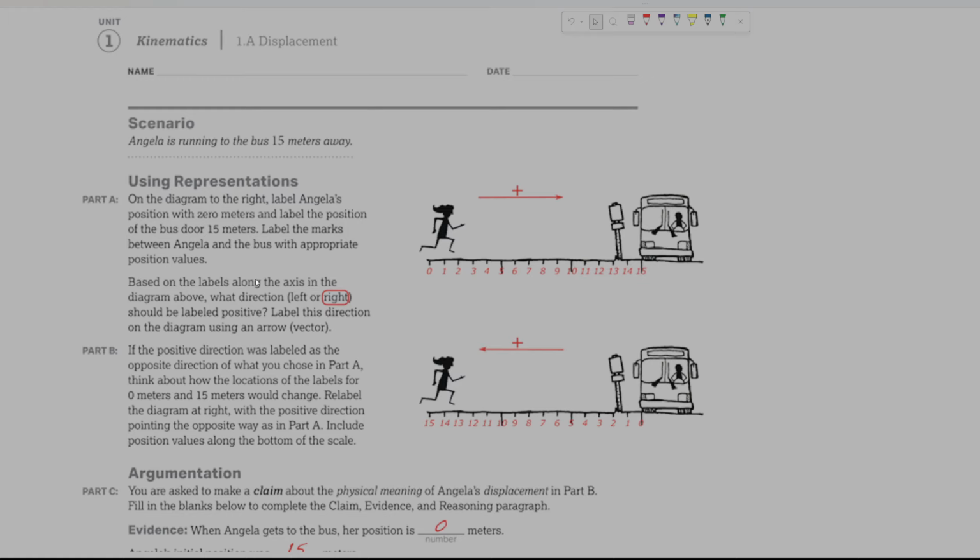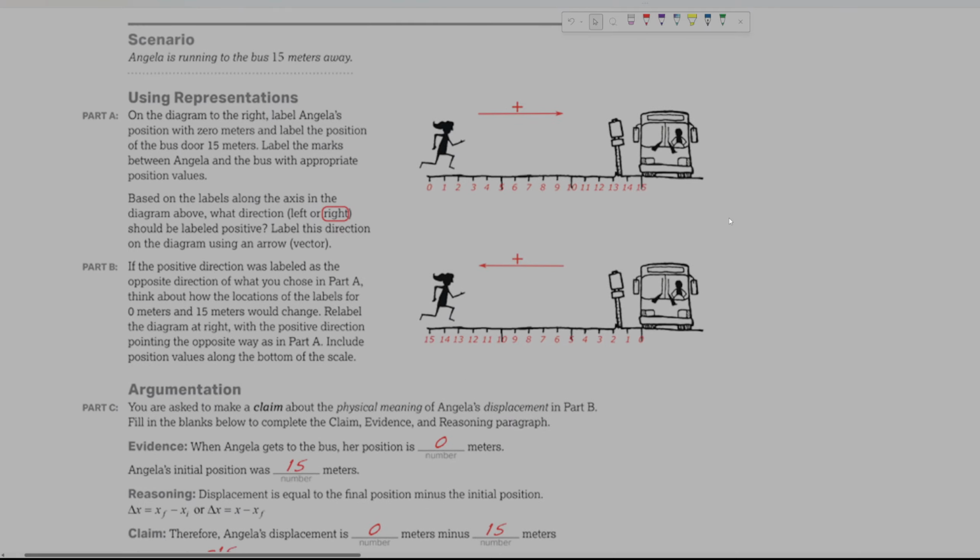Then, based on the labels along the axis in the diagram above, what direction should be labeled positive? Now, because the numbers are increasing in that direction, we call that direction positive. Okay, it's to the right, it's toward the bus, whatever you want to describe it as, but specifically in our case, we're labeling that as the positive direction, and that's going to be important. So remember that in one-dimensional kinematics, there's a positive and a negative. So moving on to part B.